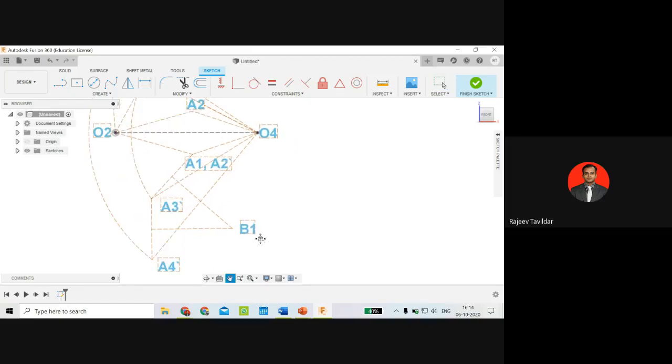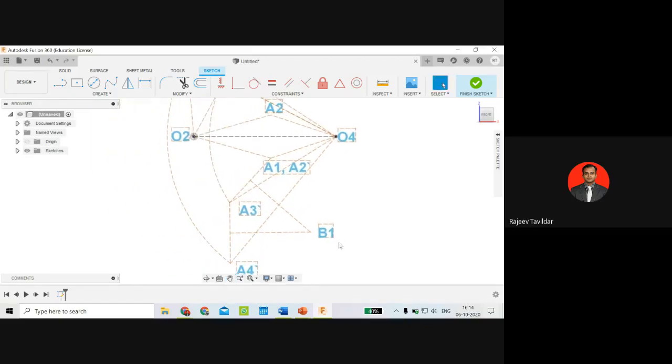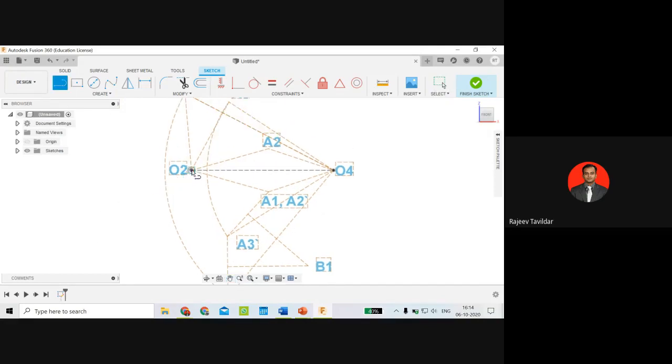So once I've got this B1, I can just now draw the final mechanism. So I will start with O2, from O2 to A1, from A1 to B1, and from B1 to O4, and again from O4 to O2. You can see I'll just darken these lines. This is the final mechanism.